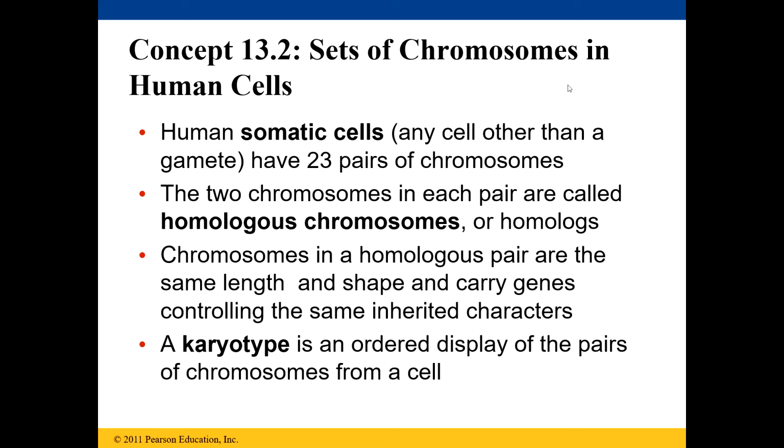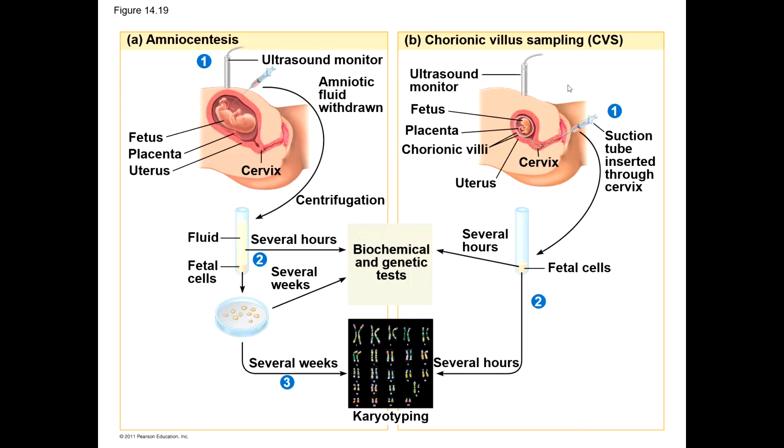So we can actually look at our 23 pairs of chromosomes in something known as a karyotype. That's an ordered display of the pairs of chromosomes from a cell. In order to do a karyotype, you need to have cells that are actively dividing. And there are several different reasons why you might want to do a karyotype. For example, one of the most common reasons is to determine if a developing fetus is having some kind of chromosomal problem.